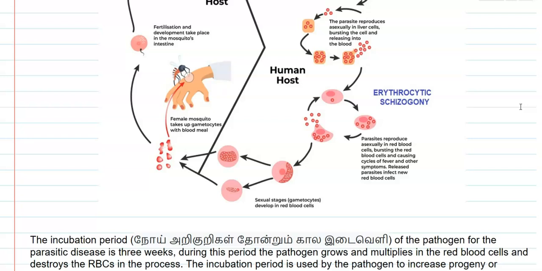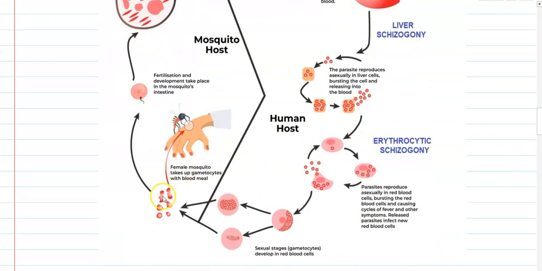The sexual stages, that is gametocytes, that have developed in the red blood cells can be transmitted to mosquitoes mainly by the biting of female mosquitoes on humans. That is, during their blood meal, they take up the gametocytes present in the bloodstream of humans. Fertilization of the gametes results in the formation of the zygote.